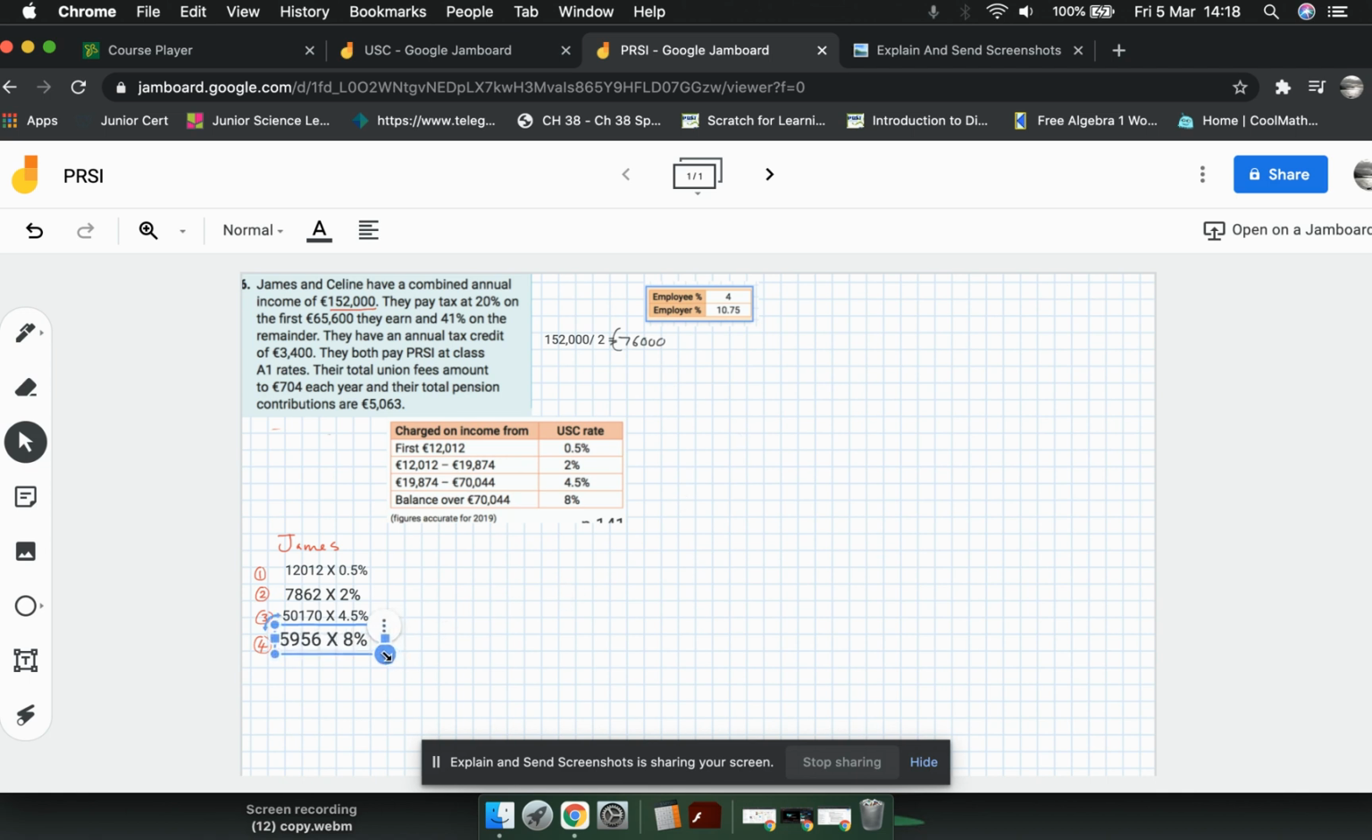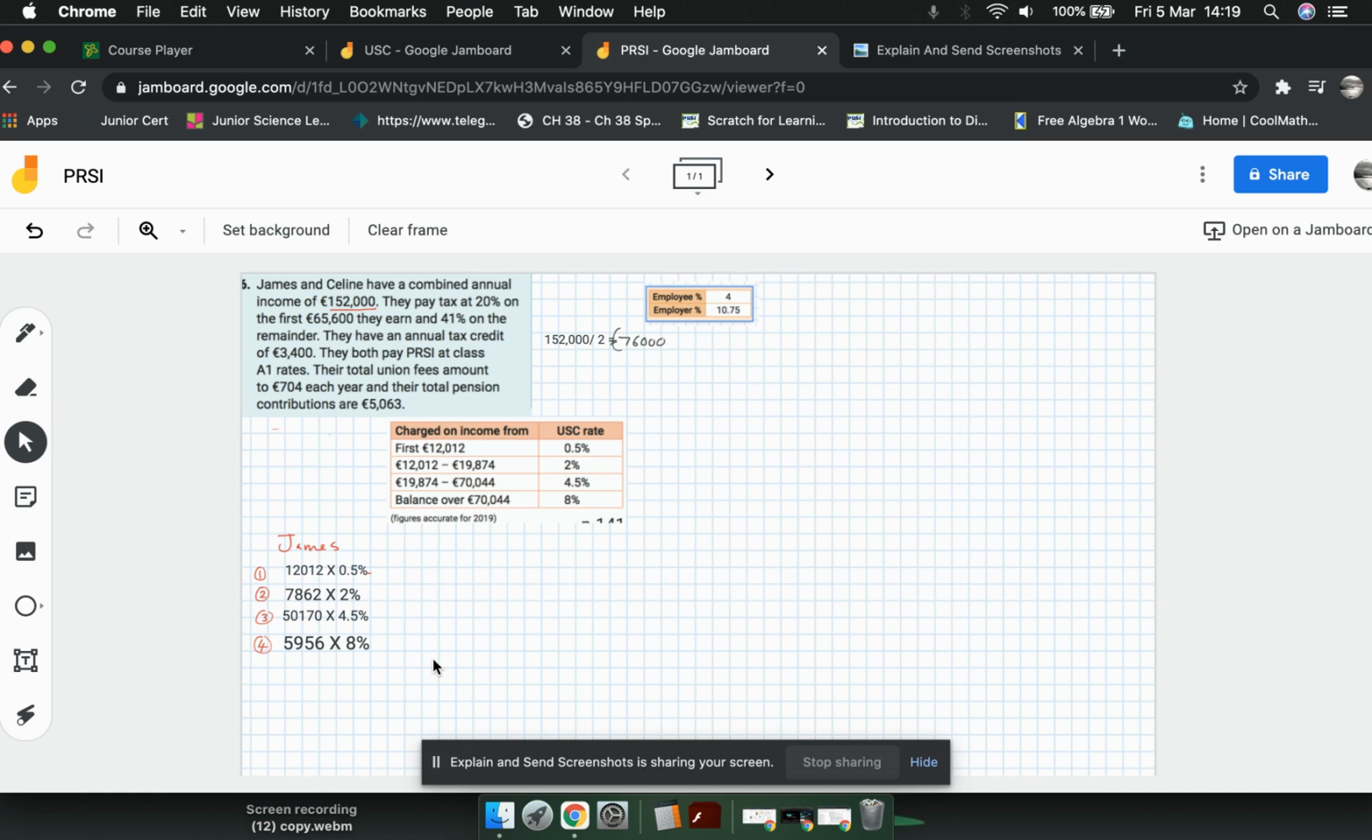Now, those are my charges, and I'm just going to have to work out those values. These are all going to be equal to some amount of euros, so let's work it out for James. 12,012 euro multiplied by 0.5 percent, and I'm getting a value of 60 euro and 6 cents. Next one: I have 7,862 multiplied by 2 percent. Again, I'm getting a value of 157 euro and 24 cent.